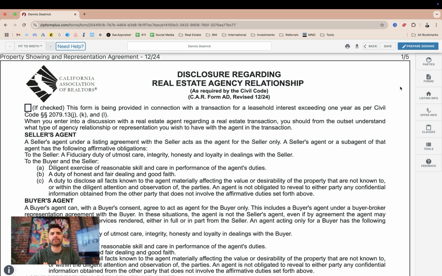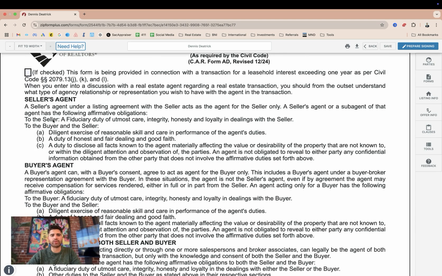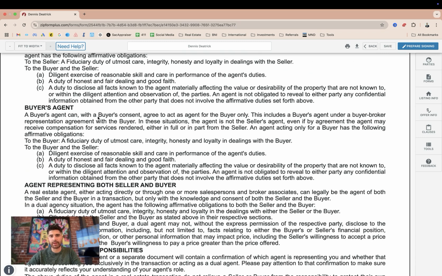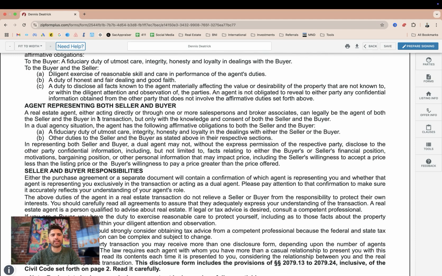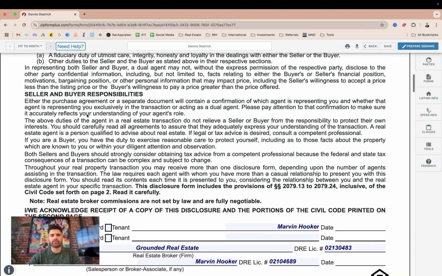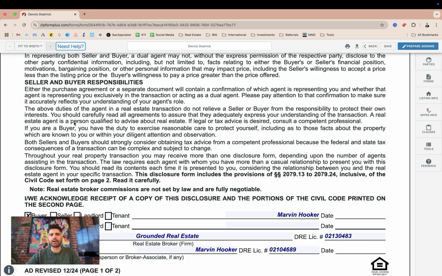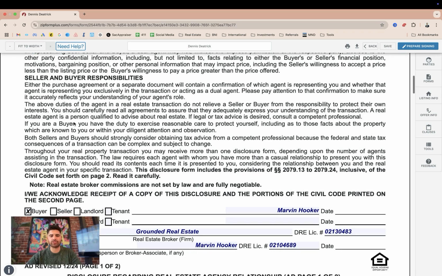So this is the property showing and representation agreement, and there's a couple other documents that go along with it. The first is the disclosure regarding real estate agency relationships, and this basically outlines what the responsibilities of a seller's agent are, what the responsibilities of a buyer's agent are, and then if there's an agent representing both seller and buyer, what our responsibilities and duties are to make sure we disclose that information. And then a little bit about what seller and buyer responsibilities are when it comes to an agent-client relationship.